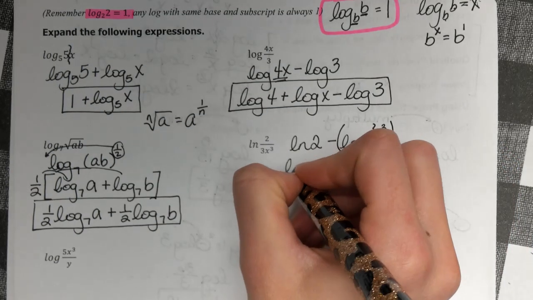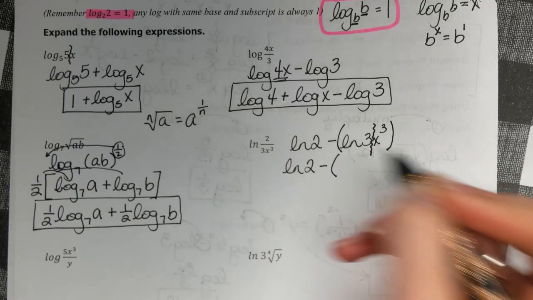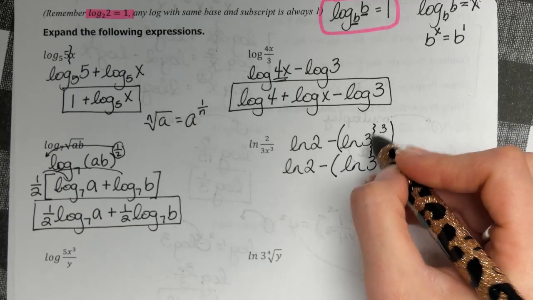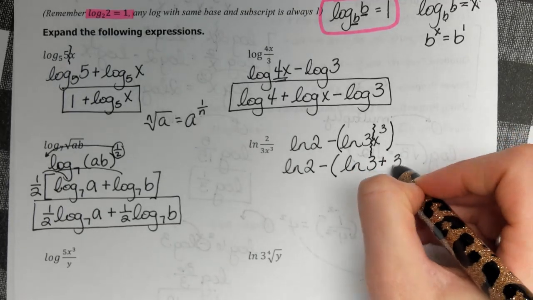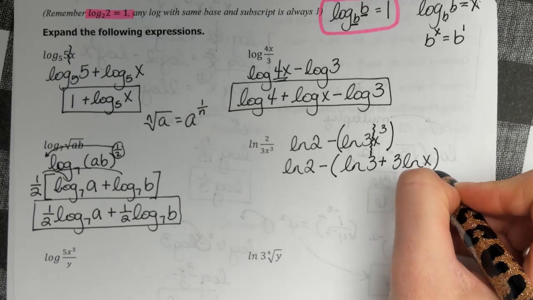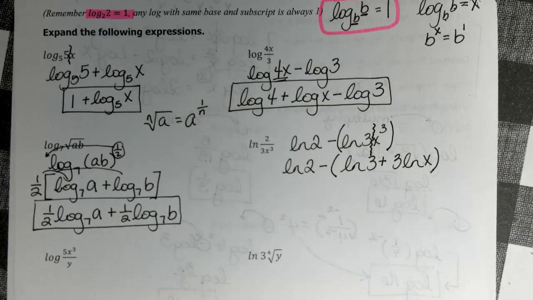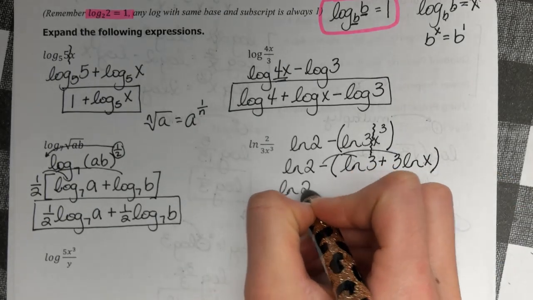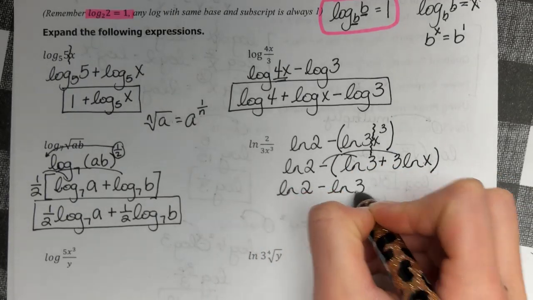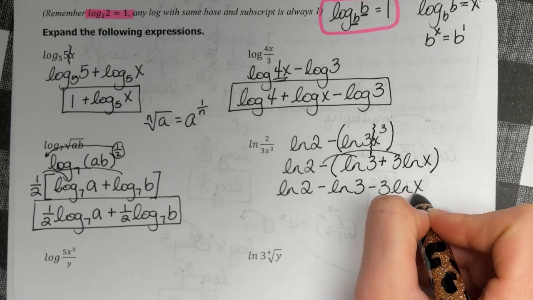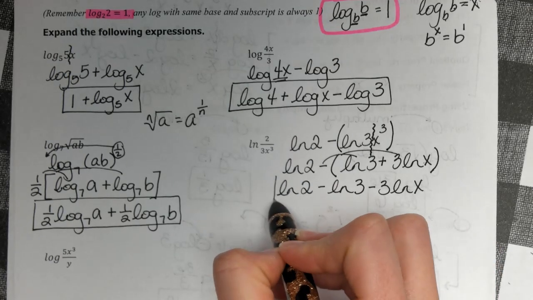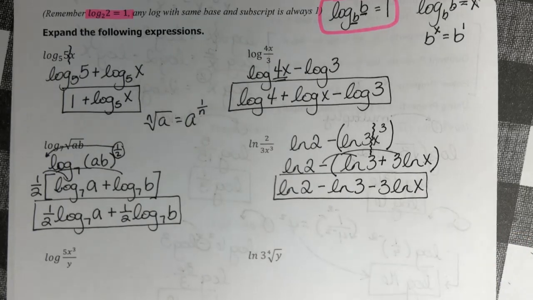So this is going to be the natural log of 2 minus, in parentheses, natural log of 3 plus, go ahead and bring that 3 forward, 3 natural log of x. Then I'm going to distribute that negative, and it gives me natural log of 2 minus natural log of 3 minus 3 natural log of x. And that would be your answer.